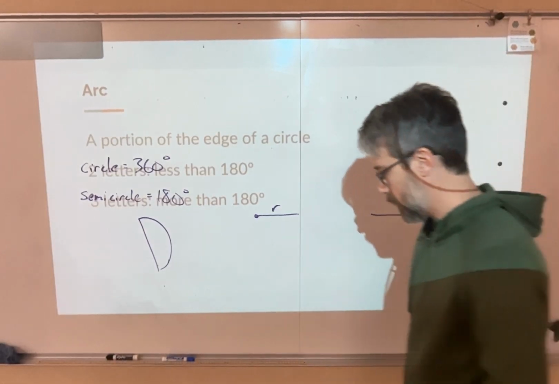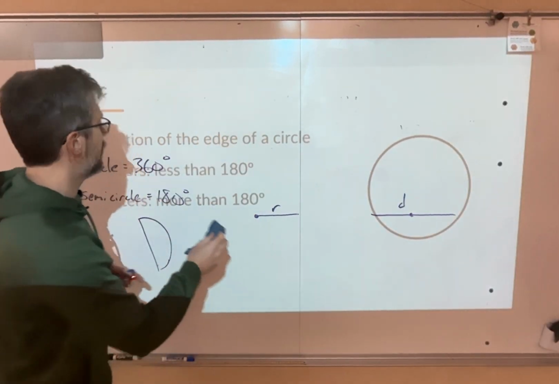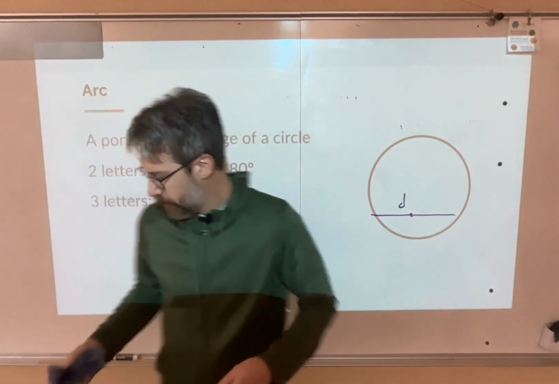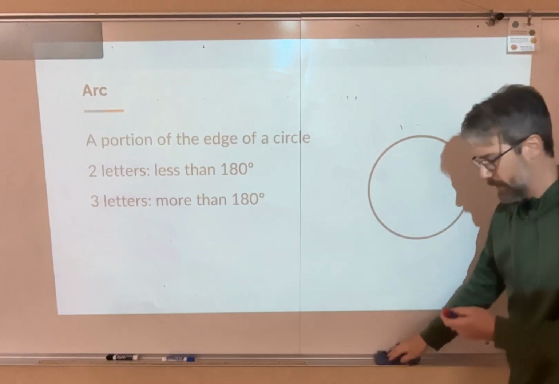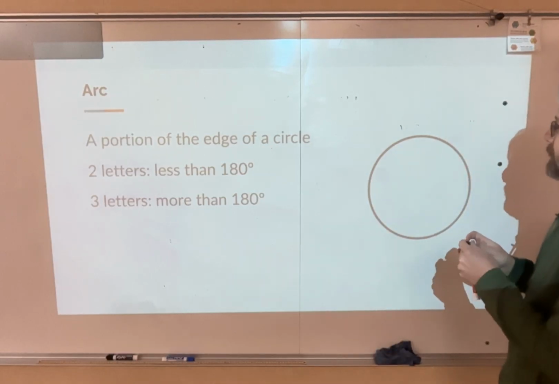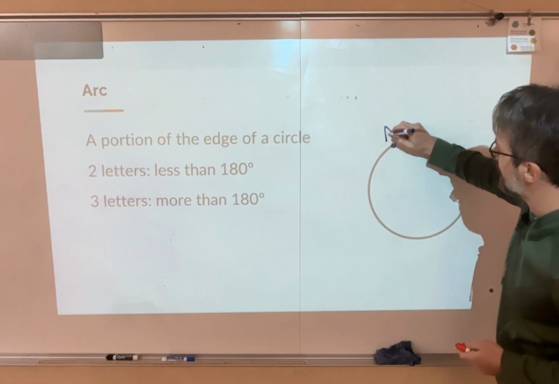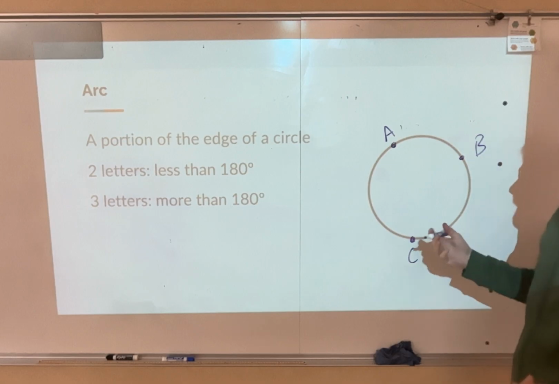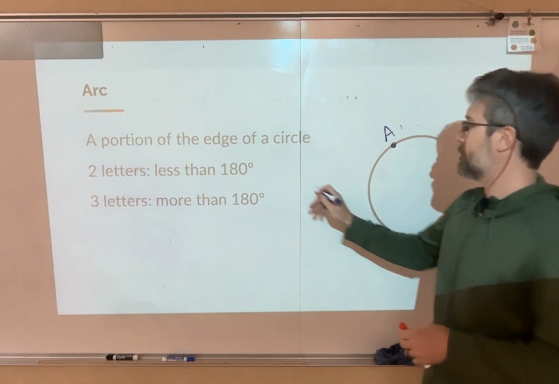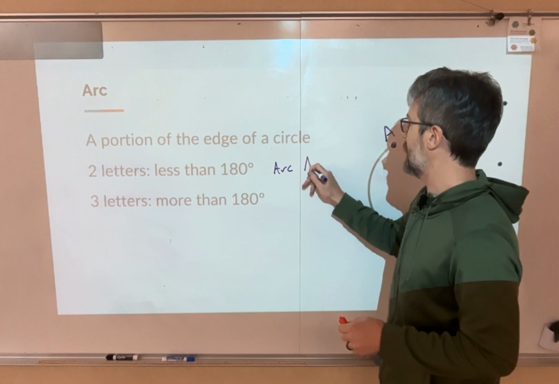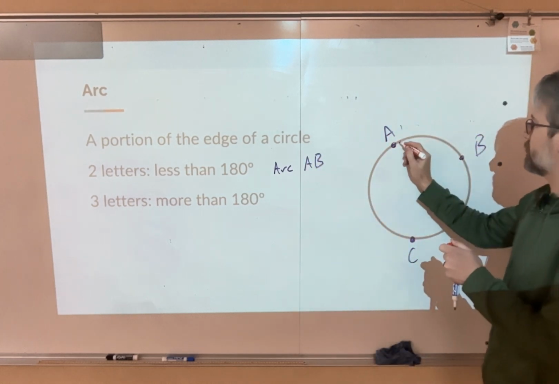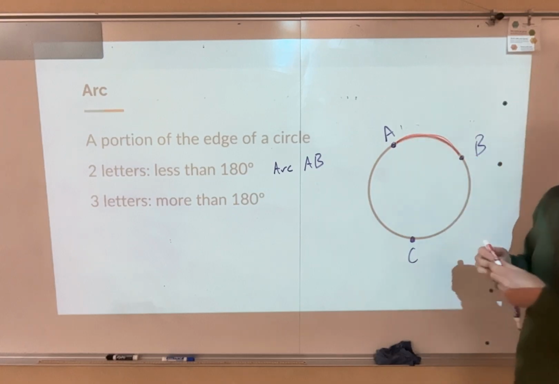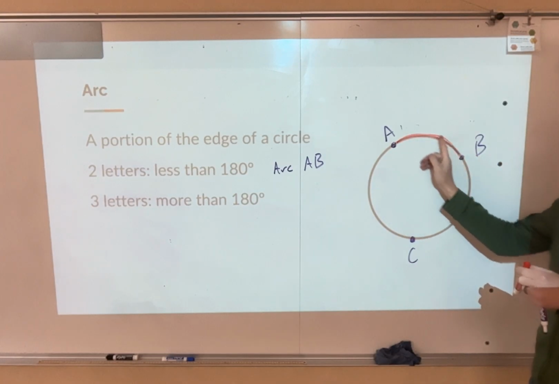Okay, so what is an arc? An arc is a portion of the edge of a circle. So if we have something like this, usually we're going to have 2 points defined on the edge of the circle. So let's say that we've got A, we'll say this is B, and we'll put a C down here. So if I say arc AB, that is this from A directly to B. If it's just 2 letters, it's less than 180 degrees. It's on this side.